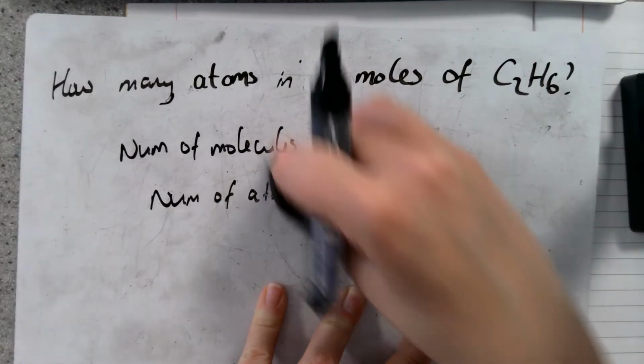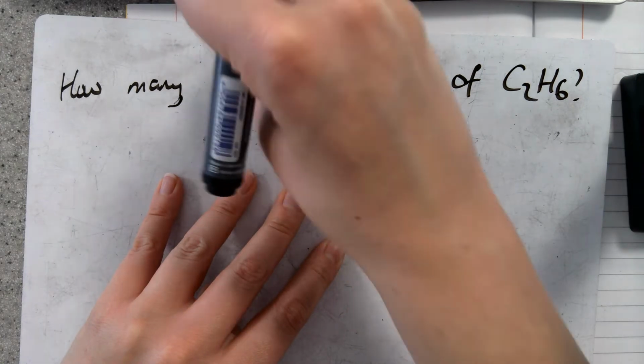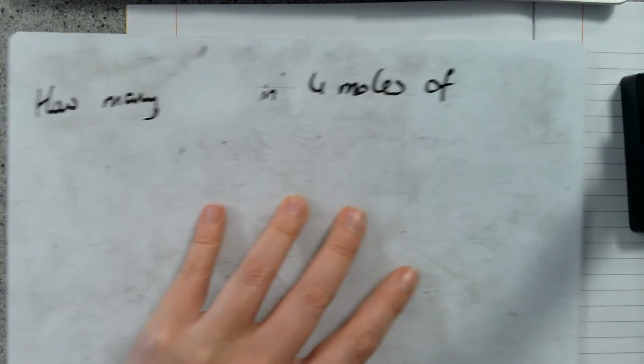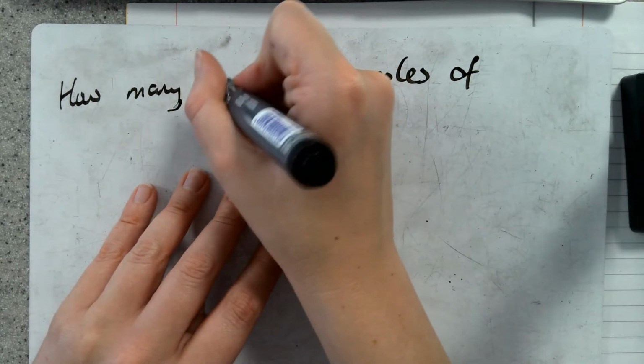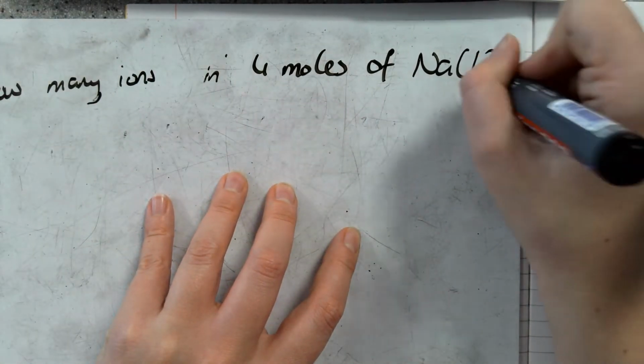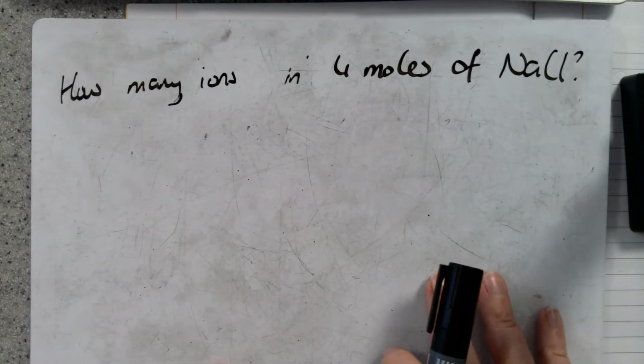Another thing that they can do is ask you about ions. This tends not to be asked often, but they could, so I'm just going to do 1 or 2 questions on this. How many ions are in 4 moles of, say, NaCl? NaCl is an ionic compound, so it's made up of ions. That's why I'm using the word ions when I'm talking about NaCl.